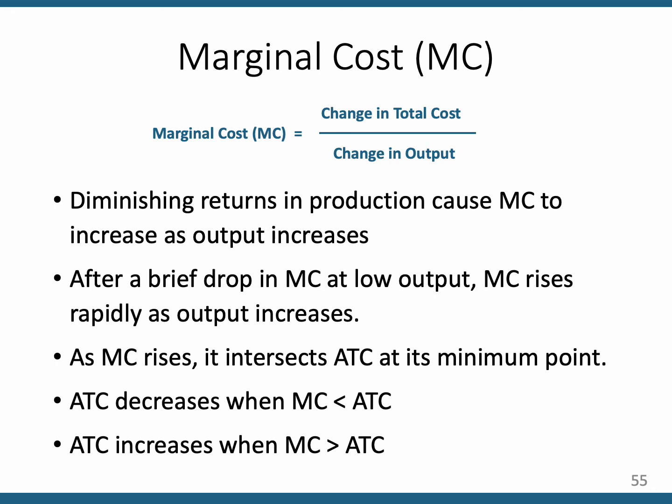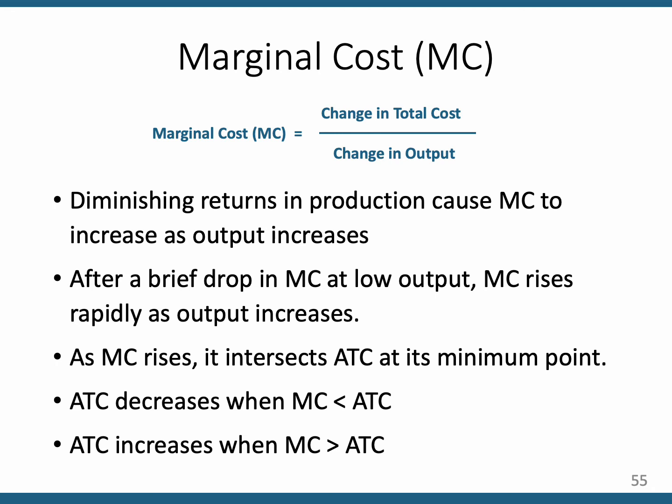Remember, diminishing returns cause marginal cost to increase as output increases. But in the beginning, there's a brief drop in marginal cost at low levels of output. You have increasing returns. But then it starts to rise rapidly as output increases, because the only way you can increase output is by introducing more variable resources to your fixed resources, more workers to your fixed plant. And on average, they become less productive. So then the labor cost per unit produced starts to go up, and that makes marginal cost go up.